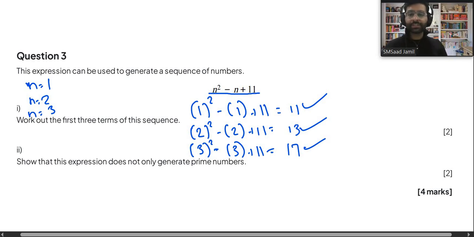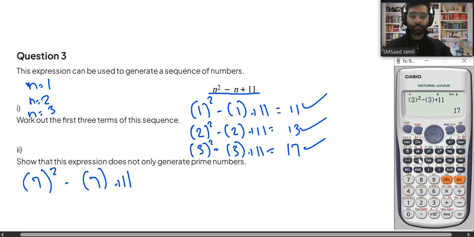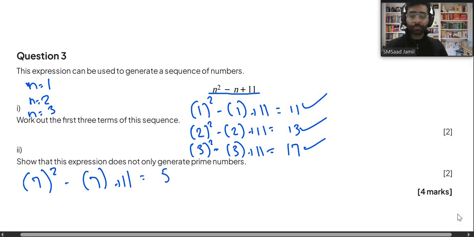So let's say we plug in 7. We are just doing it for the sake of it. 7 square minus 7 plus 11. Okay, let me take out the calculator. So if I plug in 7, the result is 53. 53 is also a prime number.